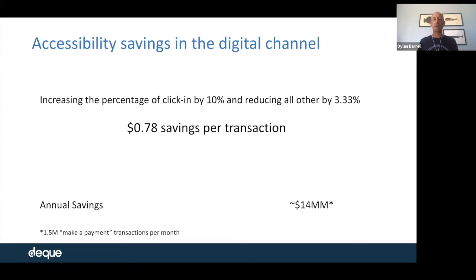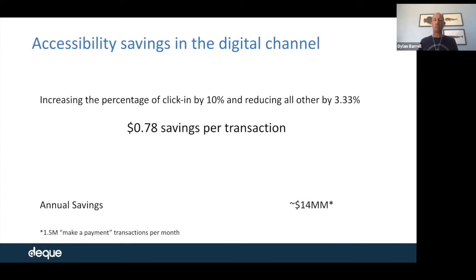And what we found is that the savings per transaction, you take all your transactions, you take the costs of accessibility, pushing people out of the digital channel and pushing them into the alternative channels, that cost is about 78 cents per transaction. And we were looking at this with an organization that has 1.5 million, quote unquote, make a payment transactions per month. So the annual savings to that organization is approaching $14 million just by increasing the percentage of click-in by 10% by improving the accessibility of their digital channel.